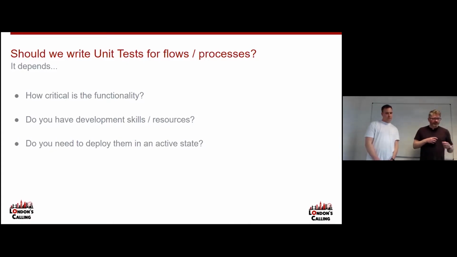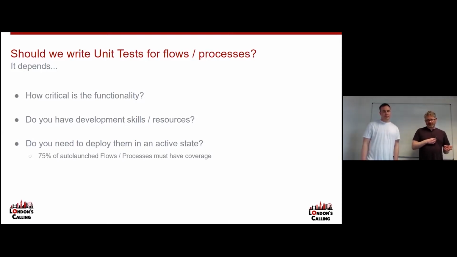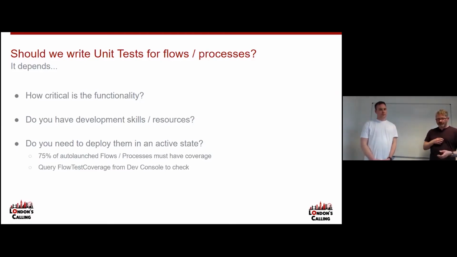But here's the thing. Recently, Salesforce has made it possible to deploy flows and processes in an active state. And if that's something that you need to do, then you have to be aware of this testing metric. It's not quite the same as the one we have for Apex. However, 75% of your auto-launched flows and processes, so not screen flows, and also not previous versions of those flows and processes, have got to be referenced somehow by a test class. And that means 8 out of 10, 75 out of 100 have to be somehow referenced by a test class. And you can look for that by querying the flow test coverage object, and you can do that in the dev console. There's some great documentation about how to do it, so I won't demo it right here.